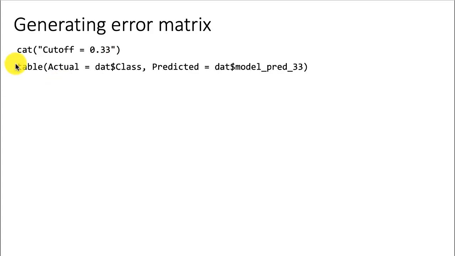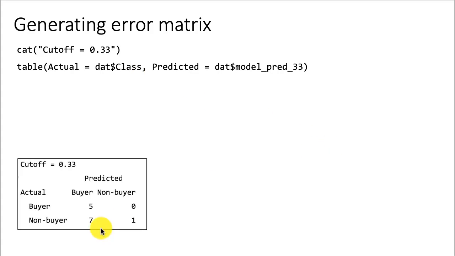And then we say table actual equals dat dollar class. We are saying actual equals dat dollar class because the column class contains the actual status, actual class for each of the cases. And then I'm saying predicted equals dat dollar model pred 33. That is the model's prediction with a cutoff probability of 0.33, right? So we are just generating a table with the actual class and the predicted class. This will generate the error matrix for us.